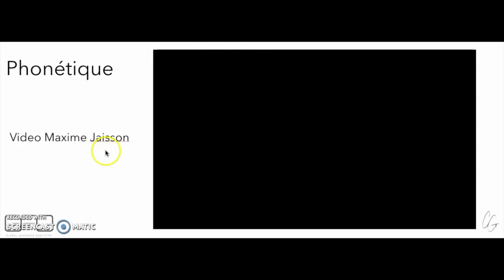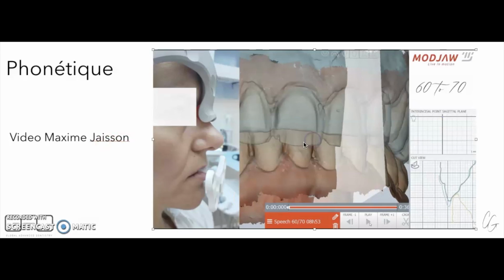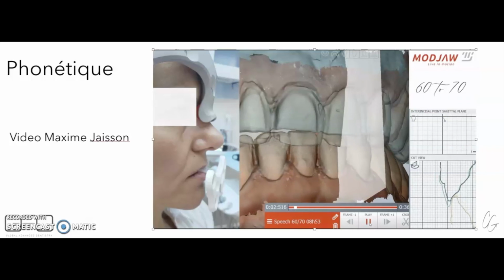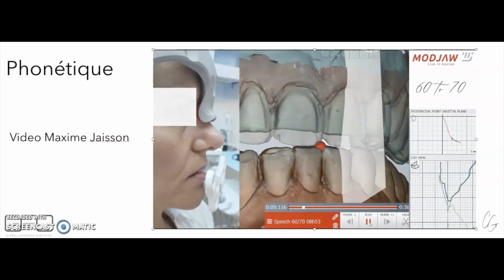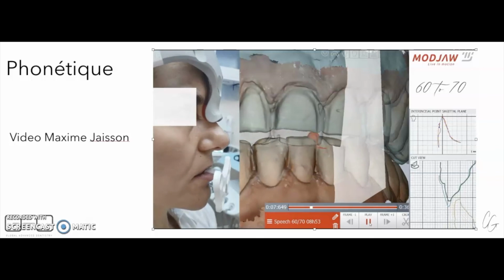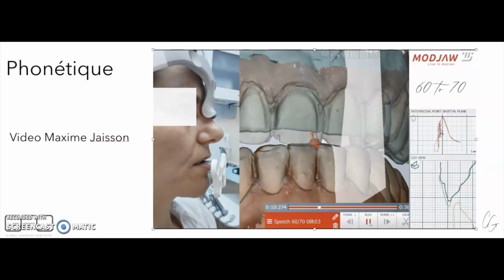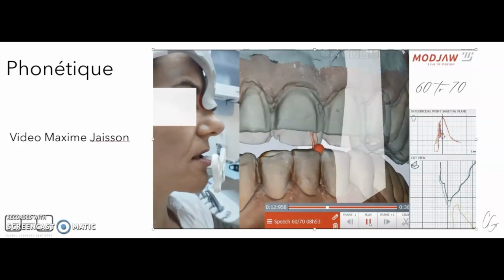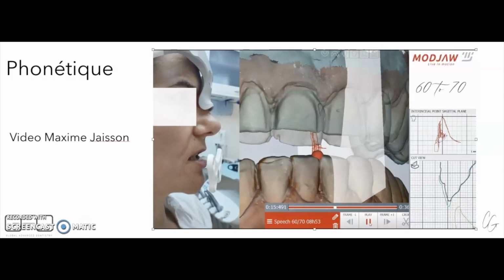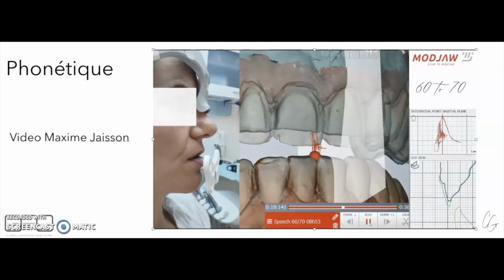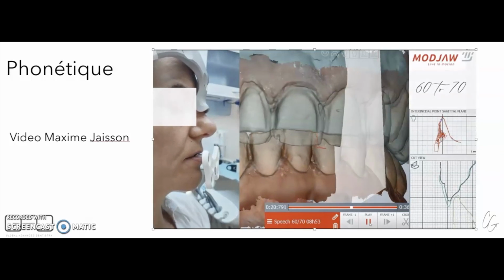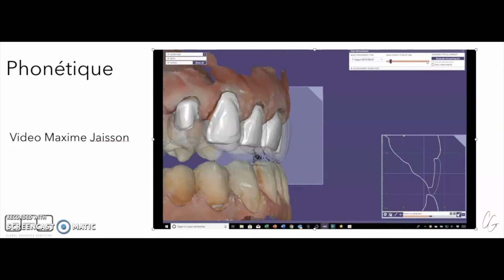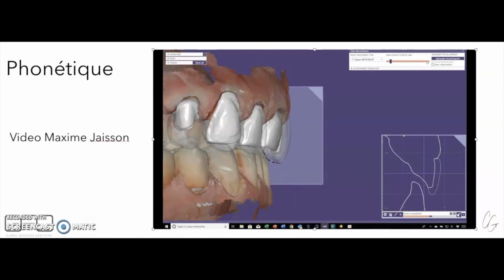Also with the mojo, this is a video from Maxime Jason. This is the creator of the mojo. Also, we can record the speech. It's really important when the patient say 60, 61, 62, 63 until 70, and we can see how the jaw move and how your lower teeth can touch your restoration. Same thing when it's the final restoration.